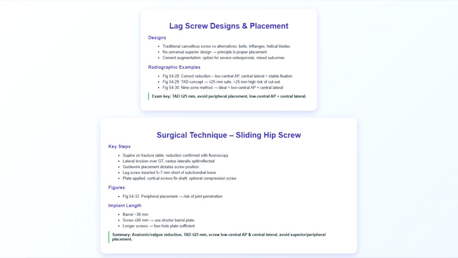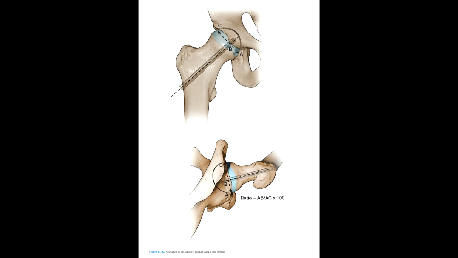Another method of assessing screw position is shown in Figure 5430. Here, the femoral head is divided into zones and the ratio method is used. The screw position is measured relative to the head, and an ideal location is low central on AP and central on lateral. This again emphasizes that peripheral positions are unacceptable because they lead to cutout.